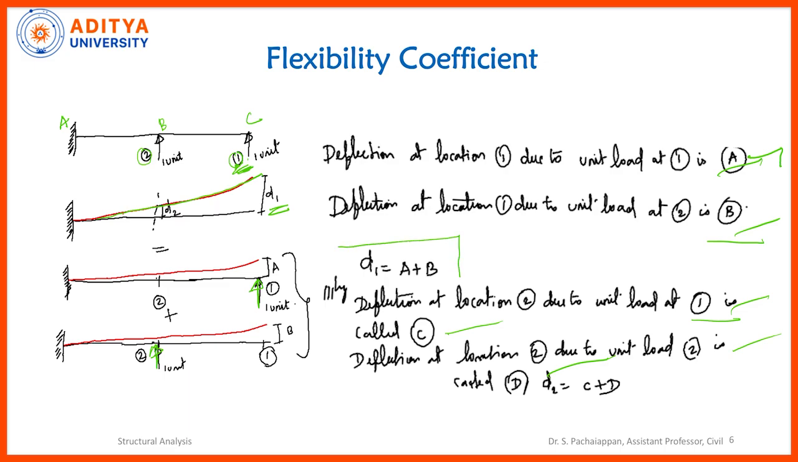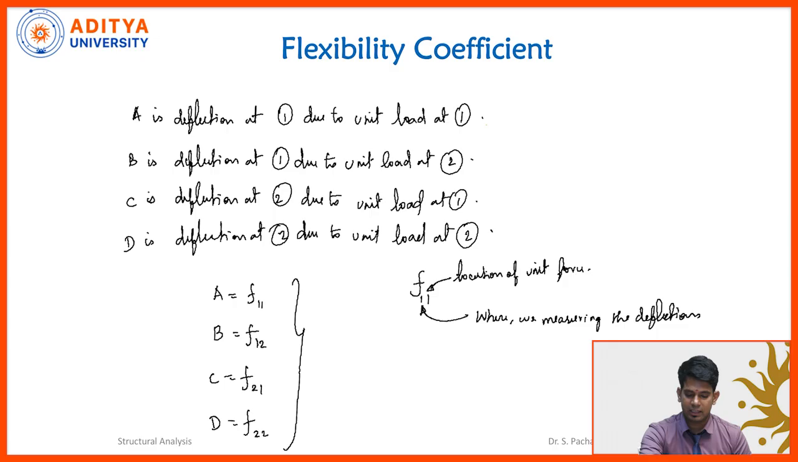Now, this D1 is nothing but the summation of A plus B, and D2 is nothing but the summation of C plus D. So, that is what I have written clearly here. What A represents, what B represents, C and then D. From this we can derive the flexibility coefficient. For example, this displacement magnitude A is written as F11, B is written as F12, C is F21, and D is F22. Now, what are these 1, 1, 2, 2 and all?